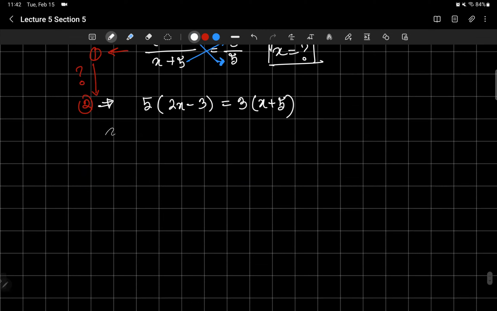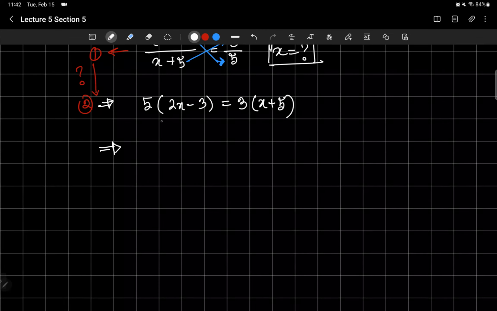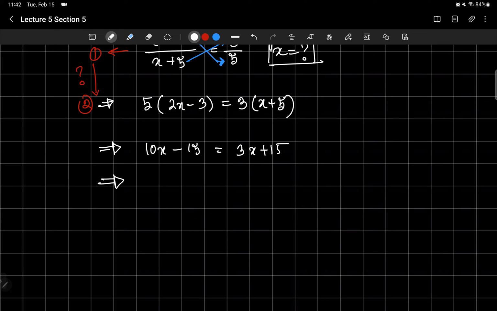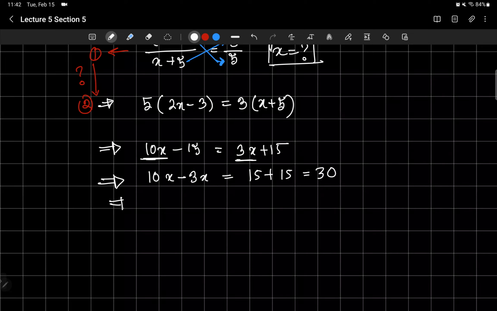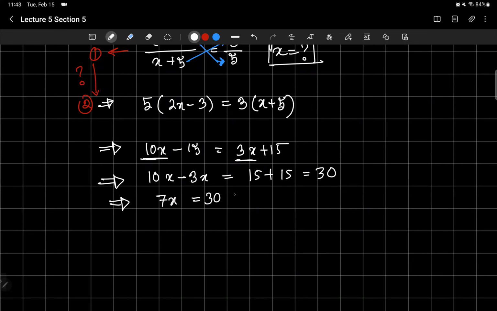Okay, so the rest of the work is pretty easy. You just multiply. So this is 10x minus 15 is equal to 3x plus 15. And then you can take all the expressions with variables on one side and all the expressions with numbers on the other side. So this is 10x minus 3x equals 15 plus 15, which is just 30. So this is just 7x equals 30. So x is what? 30 by 7.